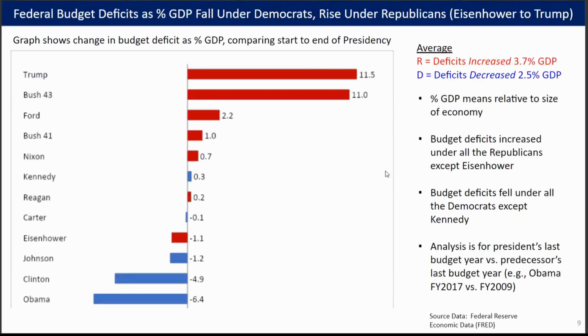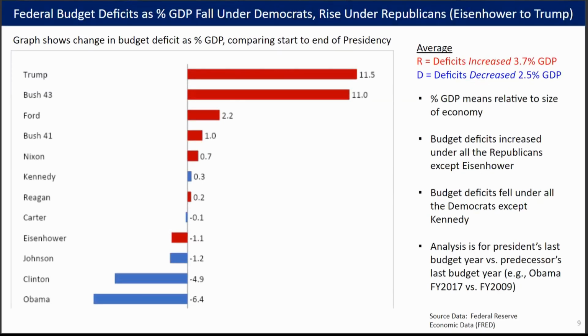So comparing the beginning and end of their administrations, Trump is now the defending champion. He inherited a very moderate budget deficit as a percent of GDP. And now this was an unusual year with the largest deficit we've had since World War II. We've had a $3.1 trillion deficit in fiscal year 2020. So that's why this number is so large for him.